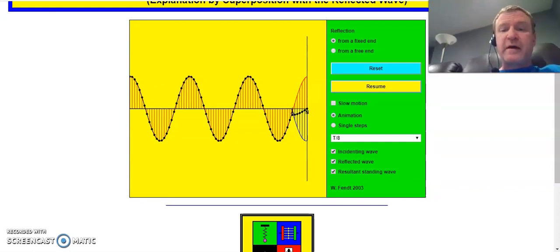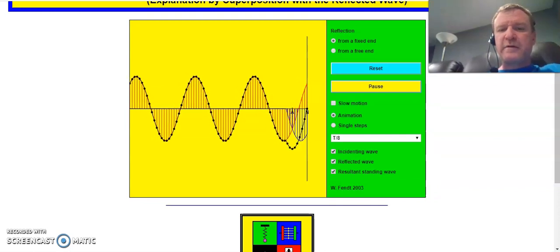Okay, so we've got a crest here and a trough here. We've got some destructive interference. If I were to stop it at just the right instant, the black is what we actually see. So if this was a rope, we would just see this black rope. You know, we wouldn't see any of that red or blue. We'd just see the black rope. And at that instant, it would be flat right there. And we can continue this.